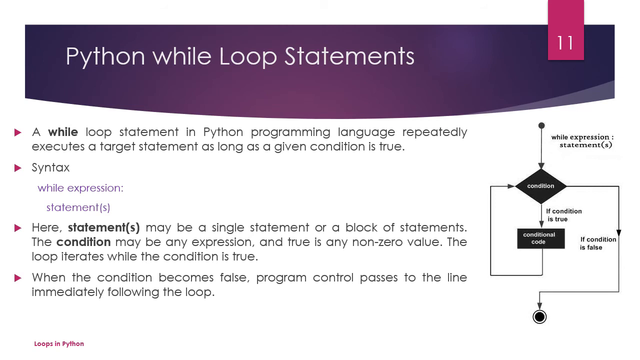Here is a flowchart showing that. Initially the condition is checked. If the condition is true, the while block will be executed. Again the condition will be checked. If the condition is true, the block of code will be executed. This process repeats until the condition becomes false. Once the condition becomes false, the statement outside the loop will be executed.